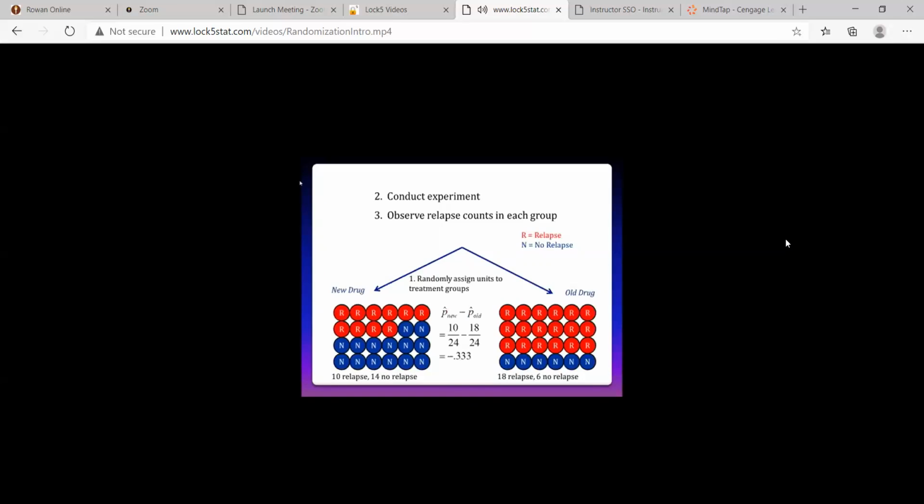So the difference in proportions is negative 1/3. The crucial question is: is this difference more extreme than we would expect to see just by random chance? So is it plausible that just randomly more relapsers happen to be assigned to the old drug group, or is there actually something going on with the drugs?